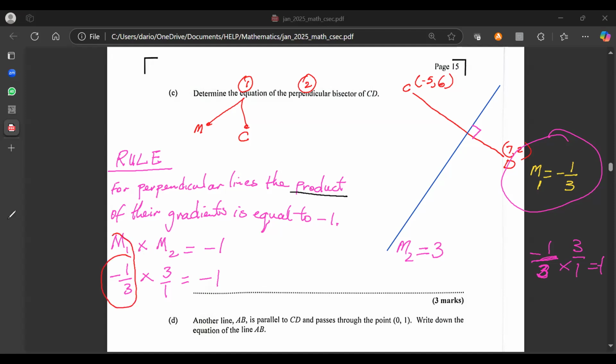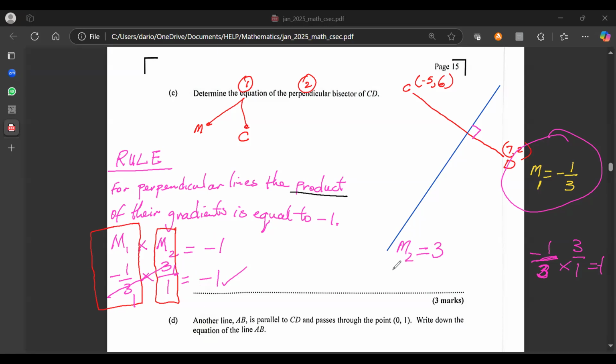So if the gradient of the first one is -1/3, what is the gradient of the next one? I have it there, you just have to read the screen. If the gradient of this is -1/3, I must multiply. It is 3/1, or 3, correct. So it's 3, because when I cancel these off, 3 into 3, 1, 3 into 3, 1, it is -1. So the gradient is 3.